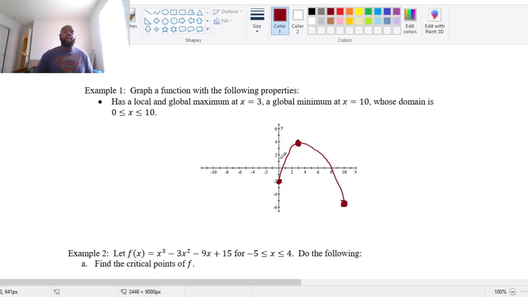And we know that since this is a local and global maximum, then this part of our function had to be lower. So that's why I picked a point here at (0, -2). You could have your graph going through the origin and going up to there, having a horizontal tangent line and going down, or what have you. But as long as this is the highest point, this is the lowest point, and my domain is from 0 to 10, you have a graph that's representative. All right, and we want to draw a smooth curve.